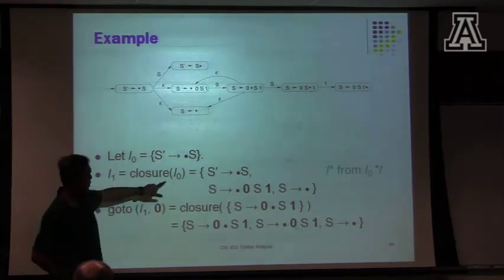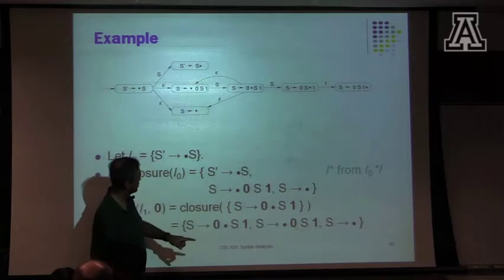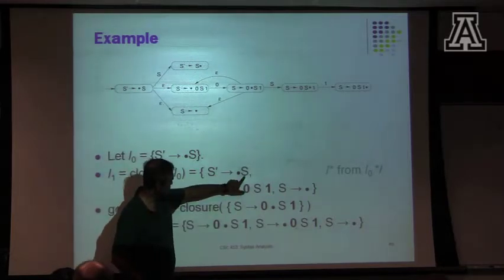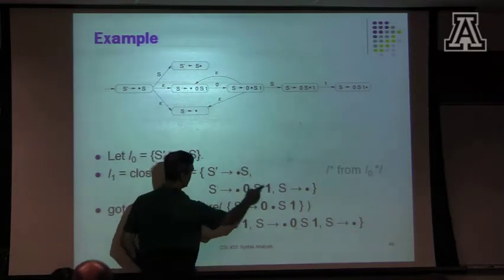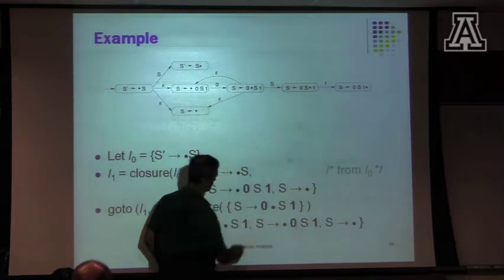Closure of I0. S prime goes to dot S. There's a non-terminal to the right of the dot, so I pick up each production for this guy and put a dot on the left. Here's my production for S. Here's the other production for S.